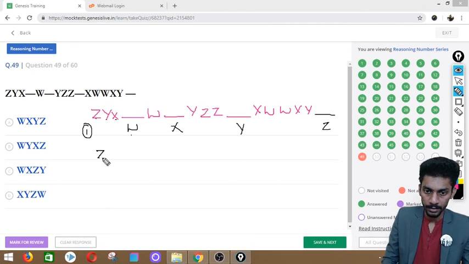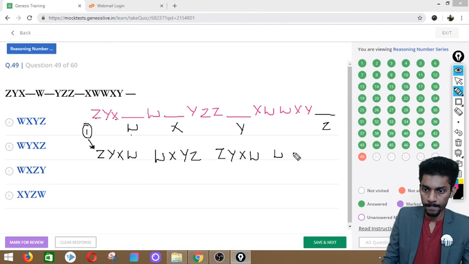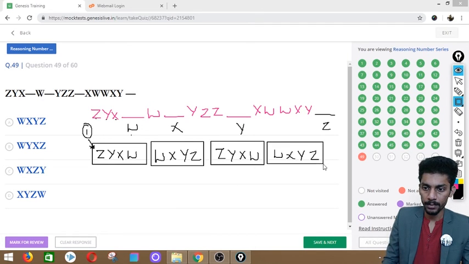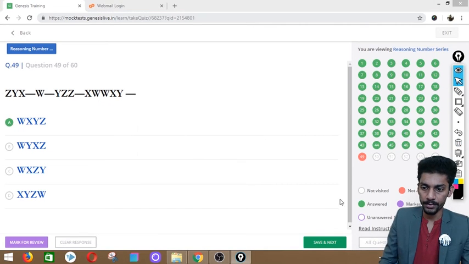What is the pattern? See. This is using option 1, W, X. See the pattern that is followed. Z, Y, X, W, reverse order. W, X, Y, Z, proper order. X, Y, Z, W, reverse order. And W, X, Y, Z, proper order. So this is the pattern followed. See here: Z, Y, X, W, W, X, Y, Z, Z, Y, X, W, W, X, Y, Z. This is the pattern followed from option 1. So the answer is option 1. Mark option A and go for the next question.